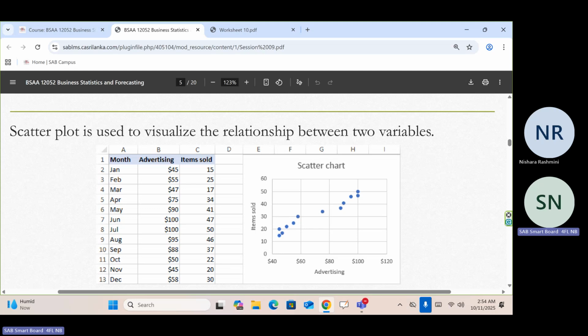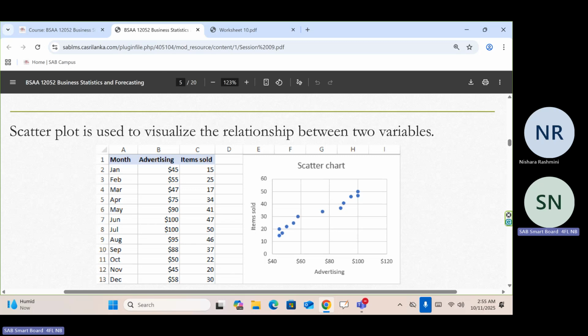Here advertising expenditure is the independent one, items sold is the dependent one. The x-axis represents advertising, the y-axis represents items sold. Then we plot the data. The first one is when the advertising expenditure is 45, the number of items sold is 50. Then we put it up. The next one is 55 and 25. Find the 55, then put the 25.